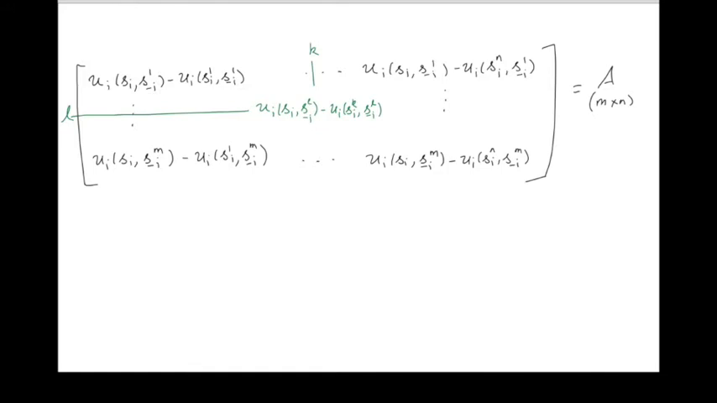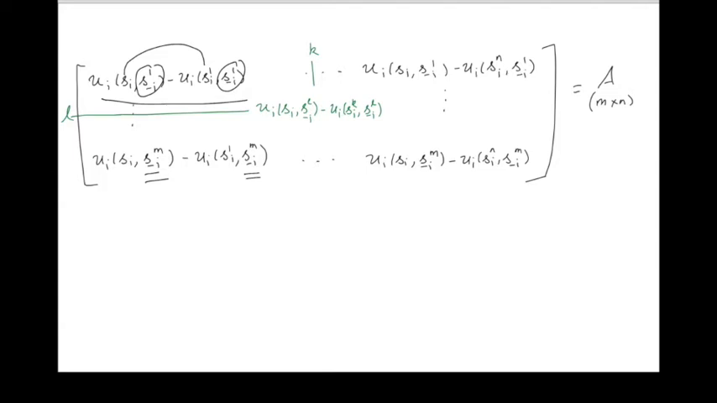The columns, let's again look at the first column. We look at the difference between playing SI and SI1 when everybody else plays the first strategy profile. Then we look at the difference between SI and SI1 when everybody plays the second strategy profile, and so forth until we get to the difference between SI and SI1 when everybody plays the mth strategy profile.